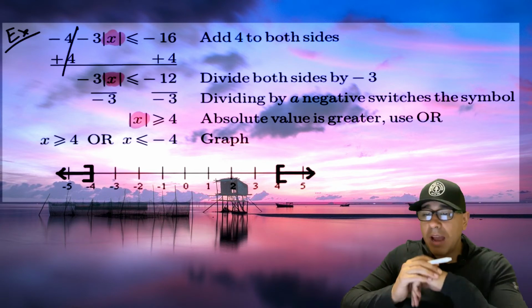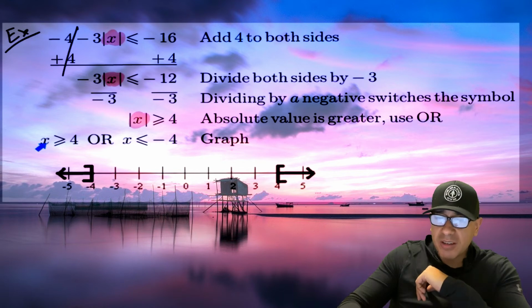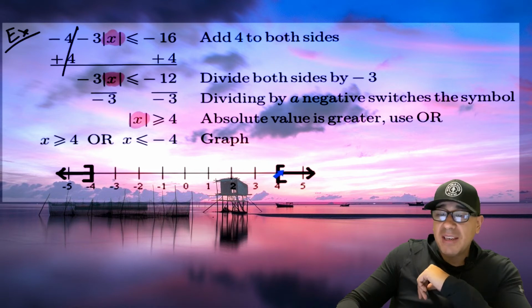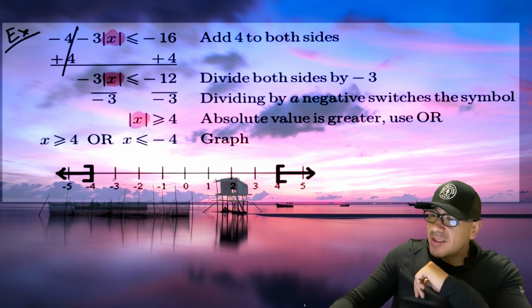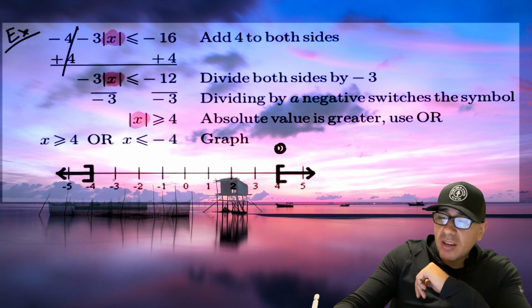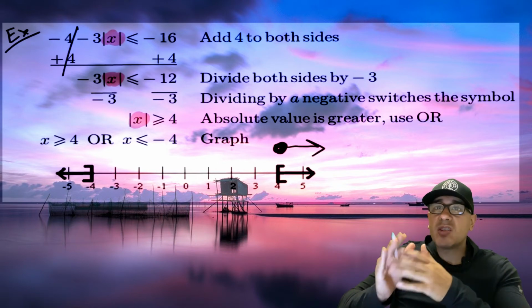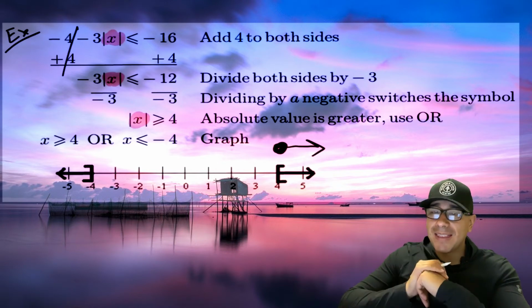So notice what we graphed. We graphed all the numbers that are greater than or equal to 4. So notice we have a closed bracket there, meaning that it can be equal to 4, and we shade everything to the right. If you're using some textbooks, instead of using closed brackets, they might use a closed circle. But again, as we discussed in our other video, it's just notation. It means the same exact thing.